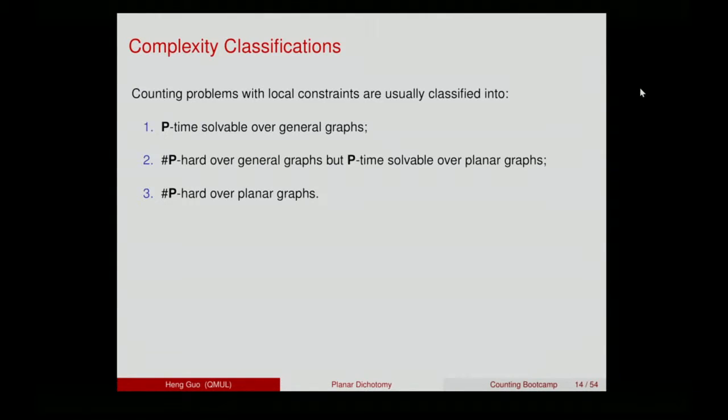So as we noticed in previous works, these counting problems are defined by local constraints, and they can usually be classified into 3 classes. The first is those that are tractable. These are polynomial time even in general graphs. The second kind is hard in general graphs but solvable in planar graphs, like counting perfect matchings or these match gates. And the third kind is very, very hard. It's even hard in planar graphs.